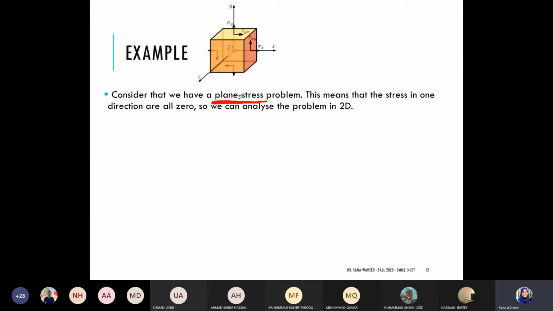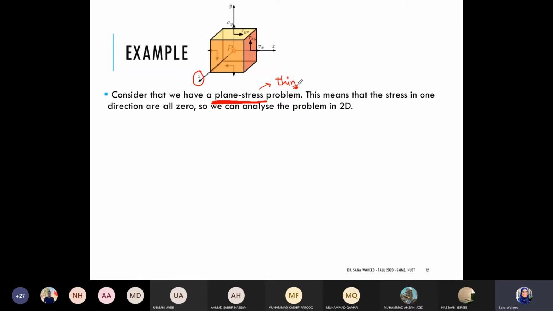It's the case when the stresses in one direction are all zero. So in this case, in the problem I drew out, the stresses in the z direction are all zero, and that's why this problem is known as plane stress, because the stresses are in one plane only. Okay, plane stress. This is commonly true for specimens which are very thin.